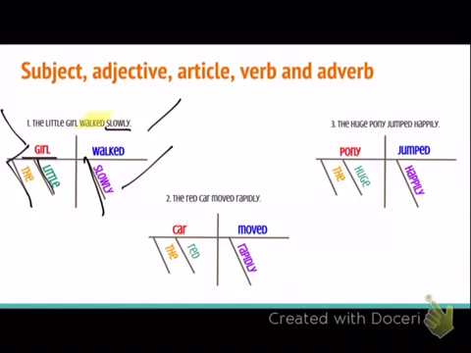Two. The red car moved rapidly. So first of all, we're going to search for our verb. The red car moved rapidly. So moved is our verb. We're going to write it here. And the car didn't move slowly like normal. It moved rapidly. So rapidly is describing the verb, and we already know it's an adverb because it's modifying the verb. So it's going to go always below the verb.